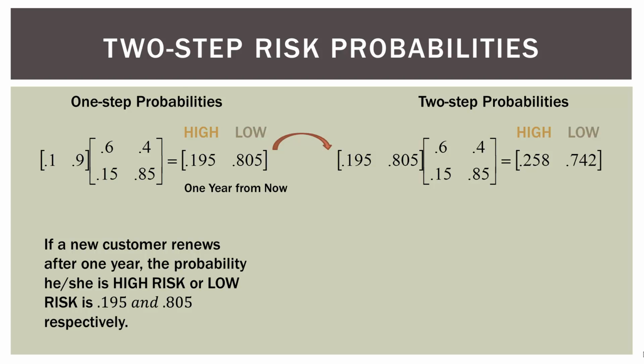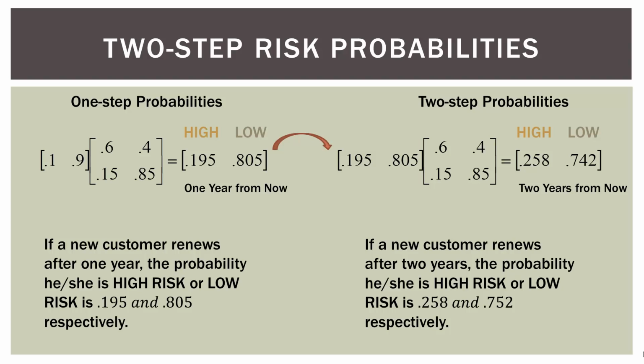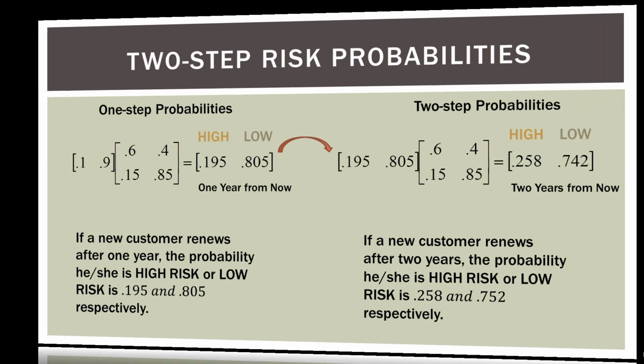So again, we're just taking the result from one step and multiplying it by the transition matrix to get the next step. Then we could multiply that by the transition matrix again to get the next step. You can see how that works. So if a new customer renews after 2 years, the probability that he or she is high risk or low risk is 0.258 and 0.742 respectively. So that is our 2-step probabilities. Now there's another way of doing this, which we'll cover in a minute or two.